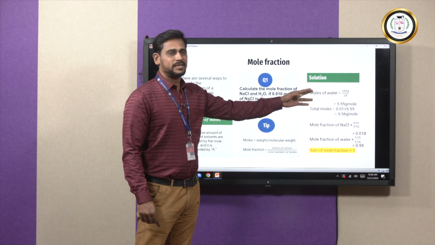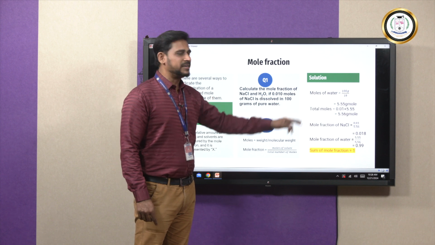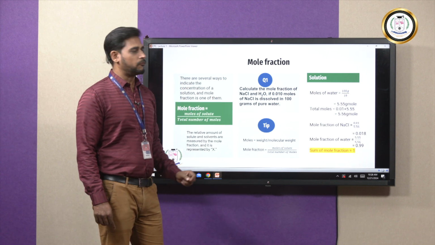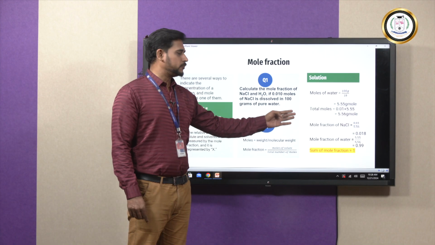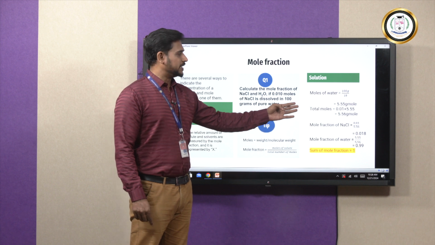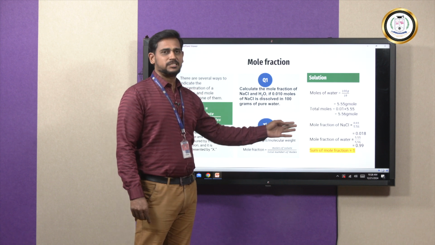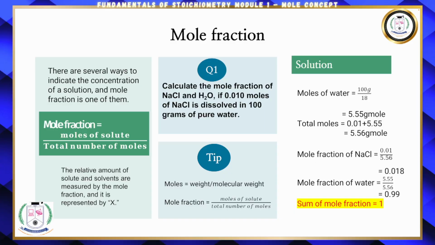So the moles of water is 100 grams divided by 18 grams per gram mole. We will get 5.5 gram moles of water. So the total number of moles is 0.01 moles of NaCl plus 5.5 gram moles of water. The total is 5.56 moles. So what is mole fraction? Mole fraction is moles of the solute divided by the total number of moles. That is 0.01 divided by 5.56, which is equal to 0.018.